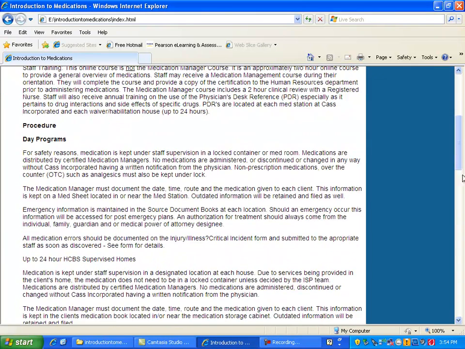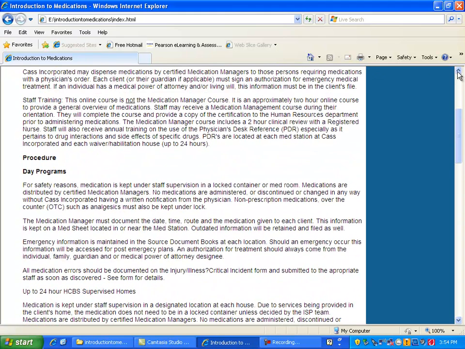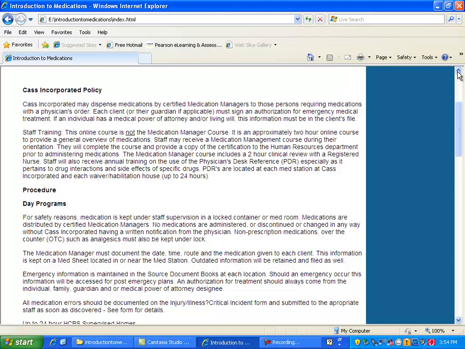Okay, so let's go ahead and take a closer look at CAS Incorporated policies. CAS Incorporated may administer medications only by certified medication managers to those persons requiring medications that have a physician's order. Each client or their guardian, if applicable, must sign an authorization for emergency medical treatment. If an individual has a medical power of attorney or a living will, this information must always be in the client's file.